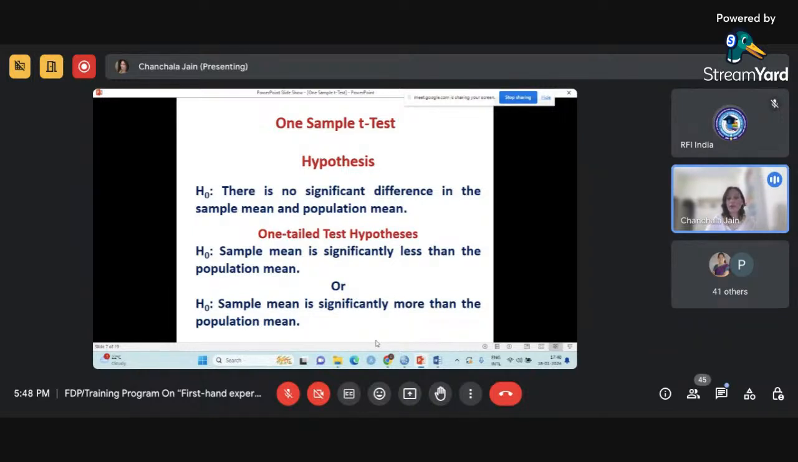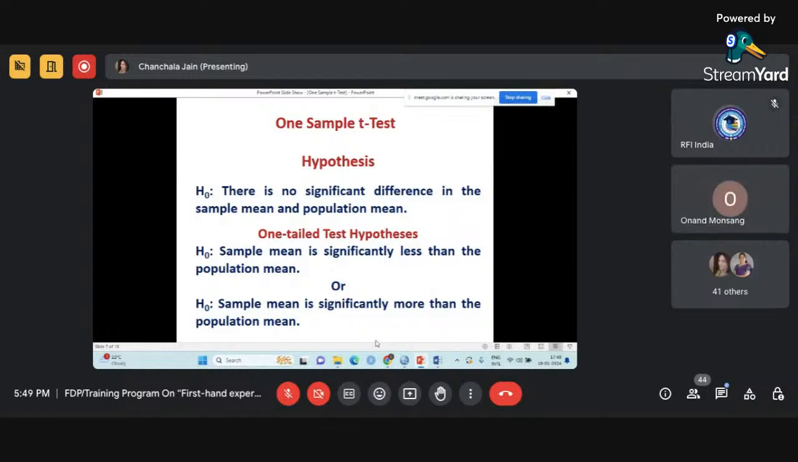Now, talking about the one-tailed test, here I'm saying sample mean is significantly less than the population mean, and I'm saying sample mean is significantly more than the population mean. So here I'm clearly mentioning less than and greater than. So this is a case of one-tailed test for one sample t-test. Is it clear? May I proceed?